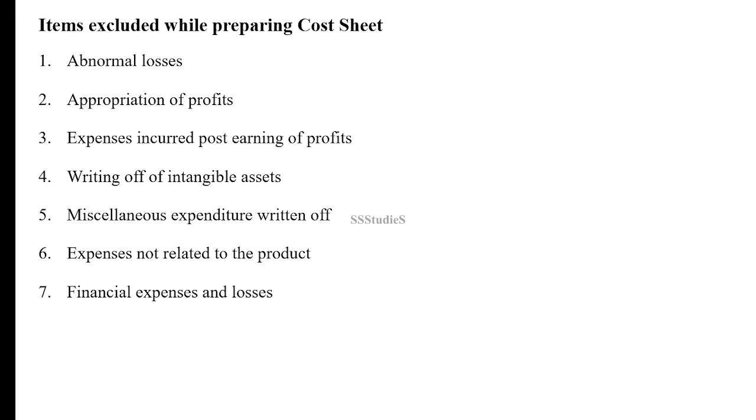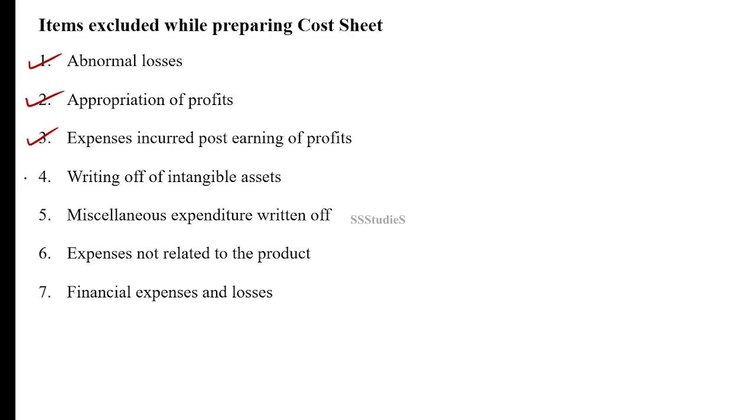Now there are certain items which are excluded while preparing the cost sheet. We do not take into consideration abnormal losses under the cost sheet. Abnormal losses may be loss by natural calamity, or loss by fire or theft. We also don't include appropriation of profits. That includes transfer to any of the reserves, proposed dividend, etc. We do not include expenses which are incurred after earning the profits. Once you calculate the profits, the expenses that are incurred. The items that come under these are provision for taxation, income tax paid, etc.